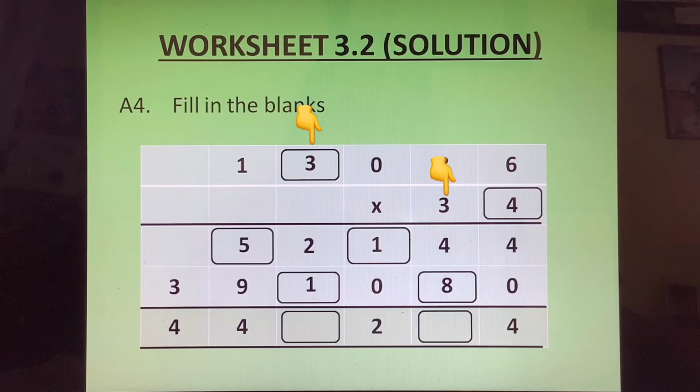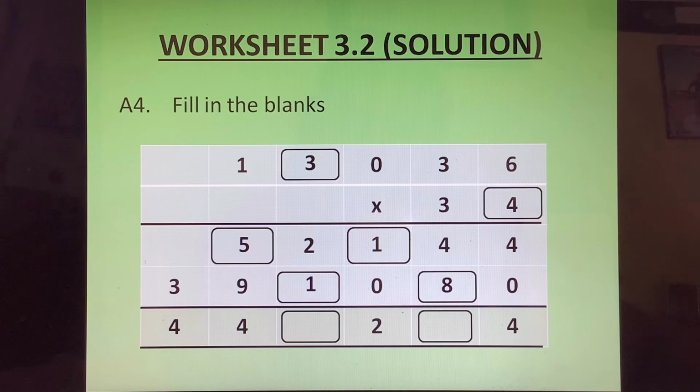Now 3 threes are 9. So this 3 is correct. Had it been 8, 3 eights are 24. 4 would have come here. 4 is not there. We have 9. That means that 3 that we had entered here is correct. 3 threes are 9 we have done. Then next 3 ones are 3, which is already written for us.